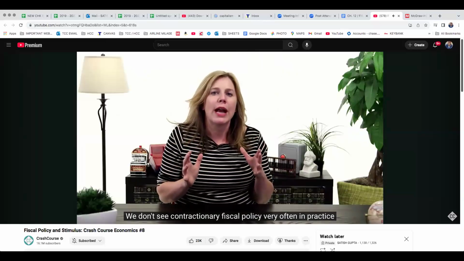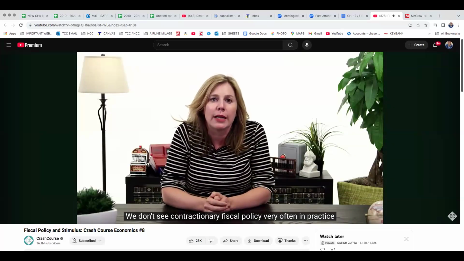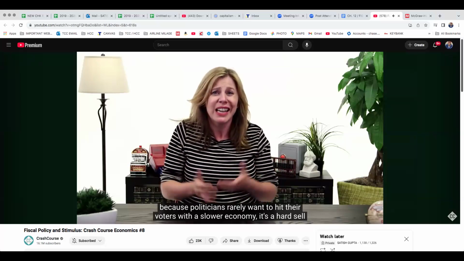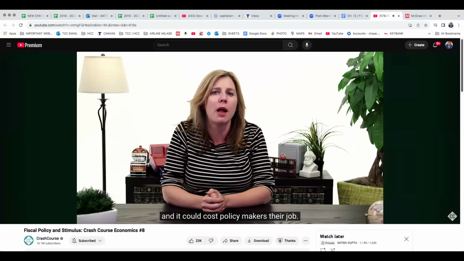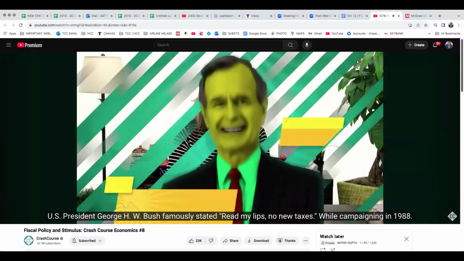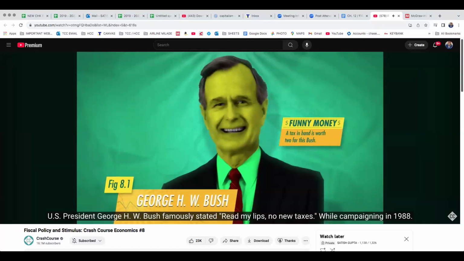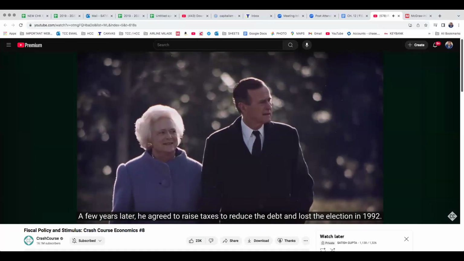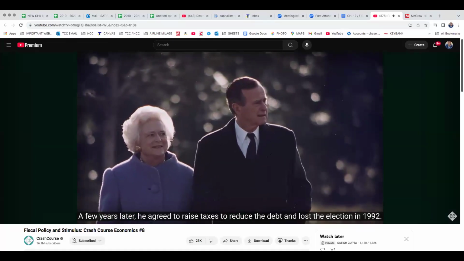We don't see contractionary fiscal policy very often in practice because politicians rarely want to hit their voters with a slower economy. It's a hard sell, and it could cost policymakers their job. US President George H.W. Bush famously stated, "Read my lips, no new taxes," while campaigning in 1988. A few years later, he agreed to raise taxes to reduce the debt and lost the election in 1992.